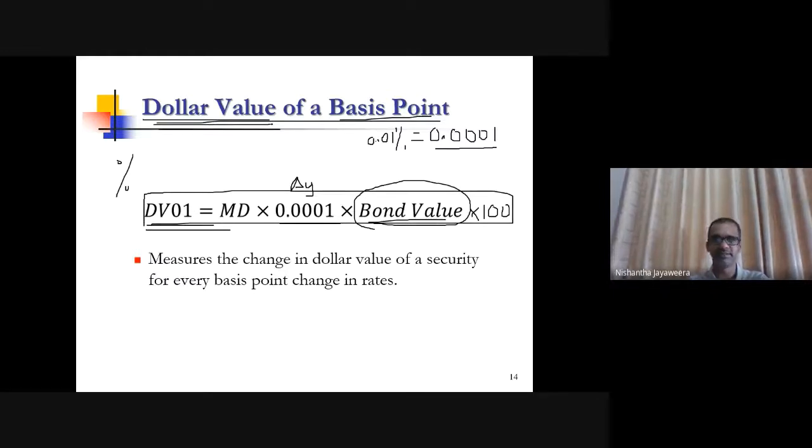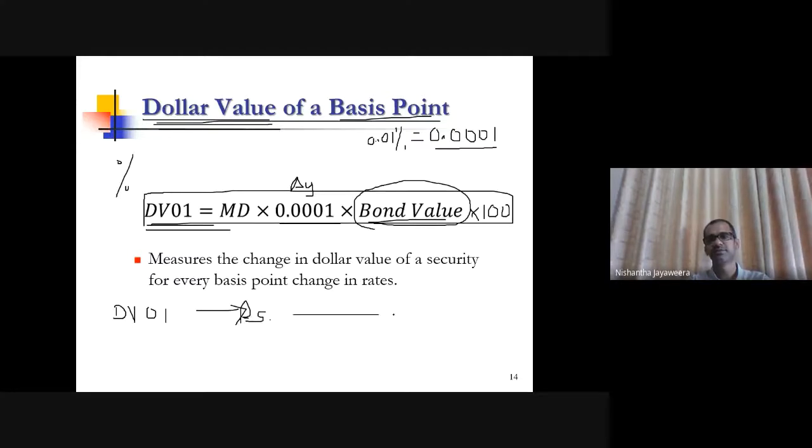That's the definition. The name you give, even in rupee terms, in your report, you will report it as DV01, but your figures are in rupees. This is like a name given. It's any currency.